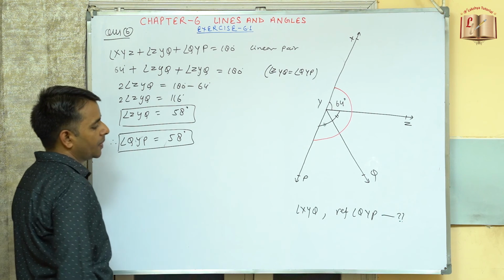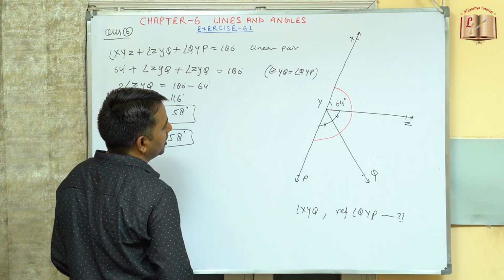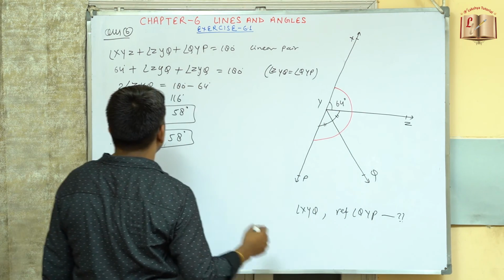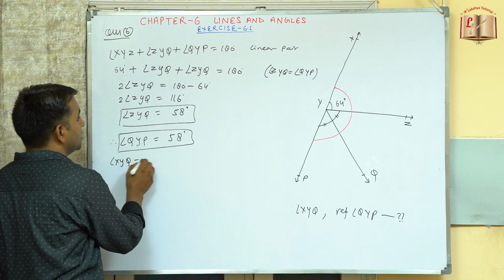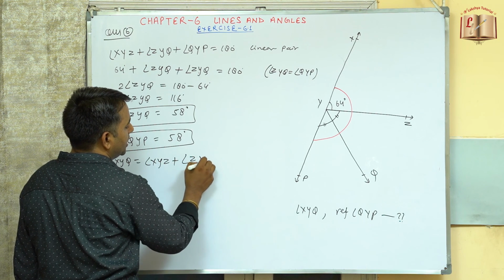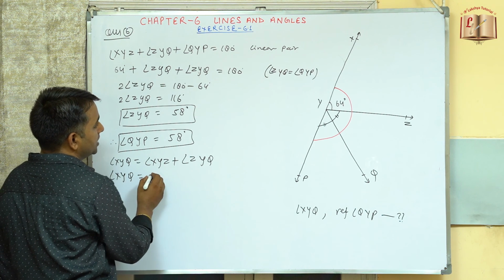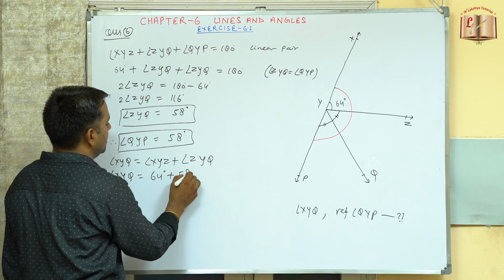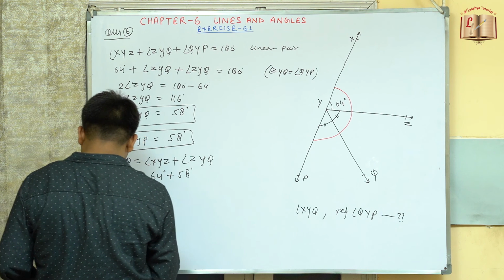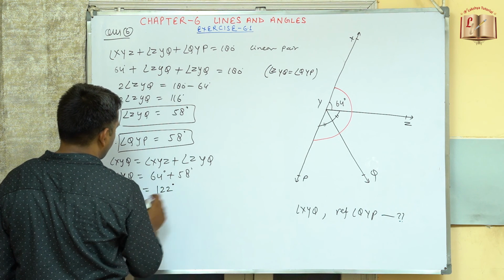So we got angle QYP as 58 degrees, and now we need to find XYQ. Angle XYQ is equal to angle XYZ plus angle ZYQ. So angle XYQ will be equal to 64 degrees plus 58 degrees. Adding up, XYQ will be equal to 122 degrees.